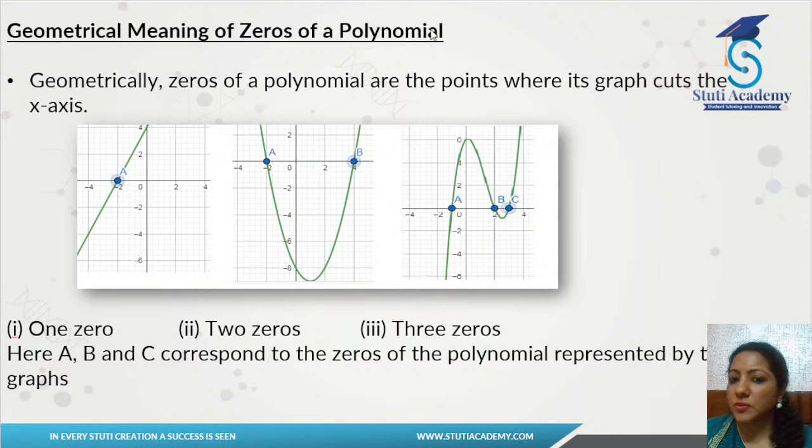Geometrical meaning of zeros of the polynomials. Geometrically, the zeros of the polynomial are the points where its graph cuts the x-axis. Wherever the graph is cutting the x-axis, that is the 0 of the polynomial. Like in this case, the graph is cutting at x is equal to minus 2, so this is the 0 of the polynomial. Now, in this graph, the line is cutting the x-axis at one point, so it has 1 zero. This one is cutting the x-axis at 2 points, so it has 2 zeros. This is cutting the x-axis at 3 points, so it has 3 zeros.